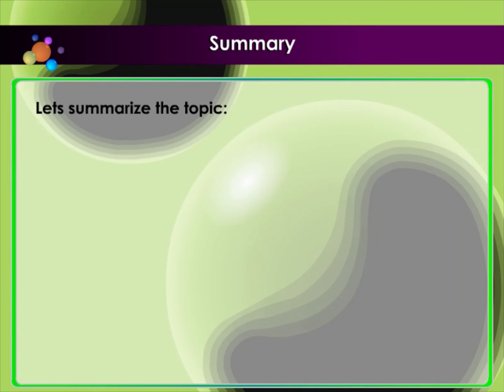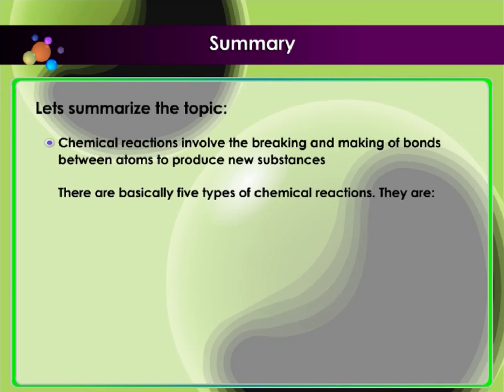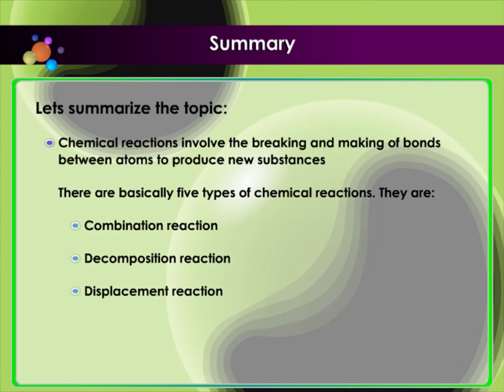Let's summarize the topic. Today, we have learned chemical reactions involve the breaking and making of bonds between atoms to produce new substances. There are basically 5 types of chemical reactions. They are combination reaction, decomposition reaction, displacement reaction, double displacement reaction, oxidation and reduction.